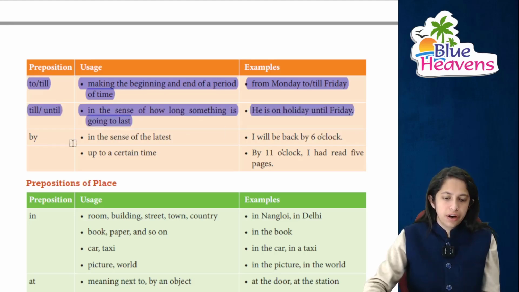Till or until in the sense of how long something is going to last. He is on holiday until Friday. By में in the sense of the latest. I will be back by 6 o'clock.